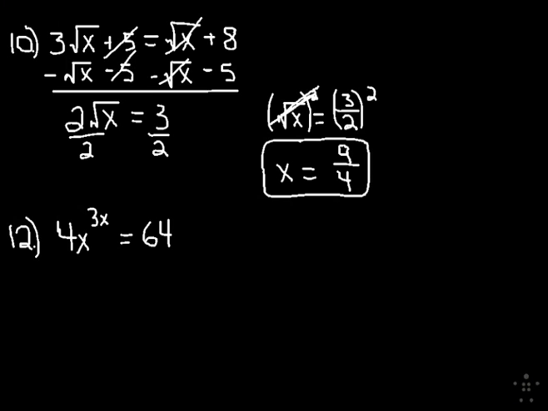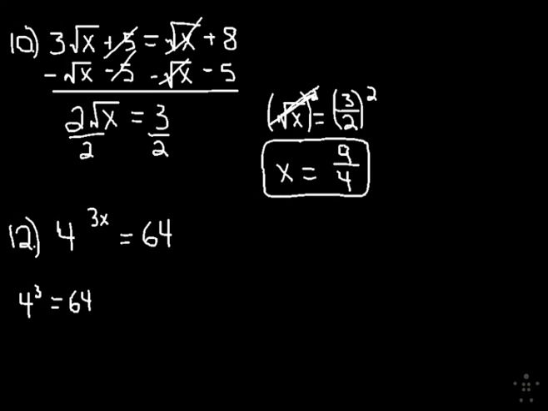And as we look at number 12, I actually have the problem written down incorrectly there, so let me change it a little bit. It's supposed to just be 4 to the 3x. 4 to the 3x is equal to 64. Now, as I look at this problem, I kind of know something about my powers of 4. I know that 4 to the third power is equal to 64. 4 times 4 times 4 is 64.